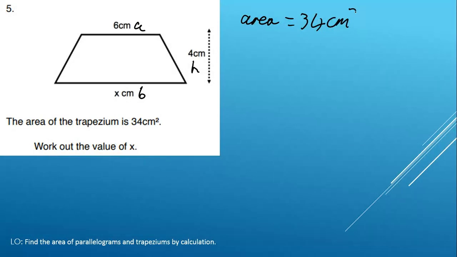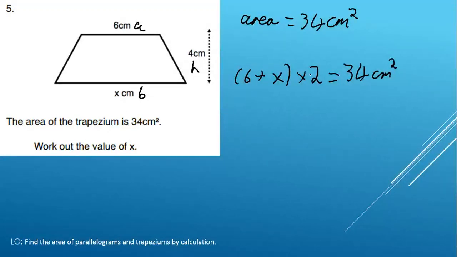34 centimeters squared. So what that means, if we rewrite our formula, we know that A is 6, so we can do 6, add B in this case, but I'm going to keep it as X because it wants me to find the value of X. It just saves me swapping them out. Multiplied by half height, which in this case is 4, so that would be 2. So multiplied by 2 equals 34 centimeters squared.